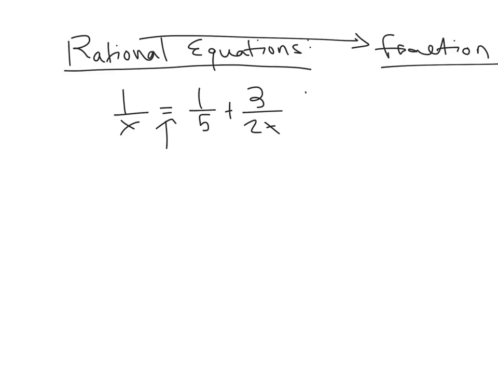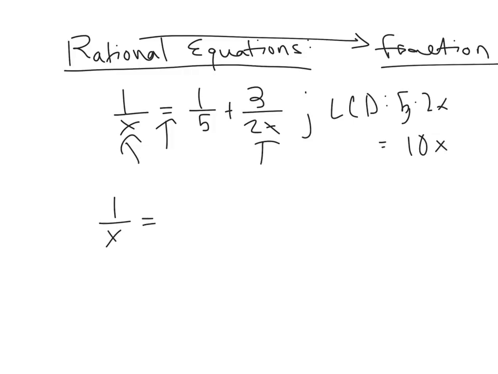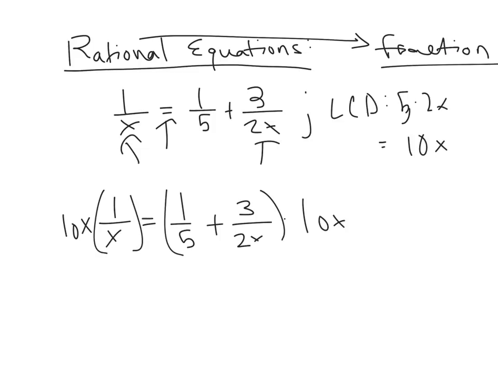So here, we can find the LCD, which is going to be 5 times 2x, which is 10x. Notice we only needed that x, that one was already included. So we take our equation and we multiply both sides by the LCD.